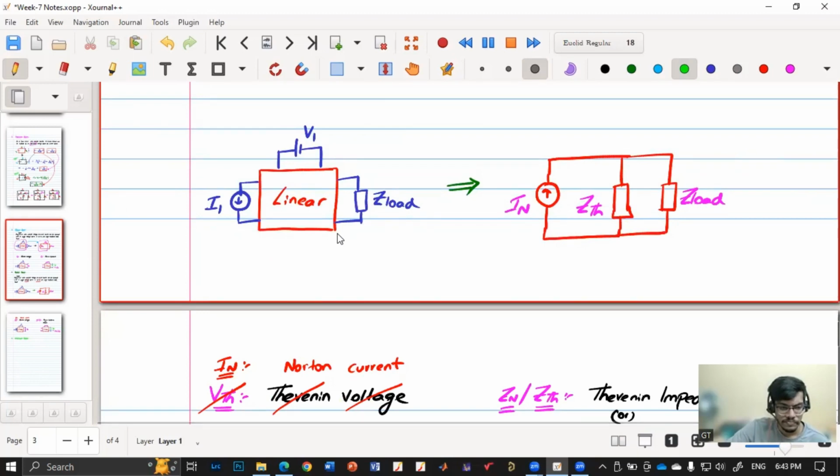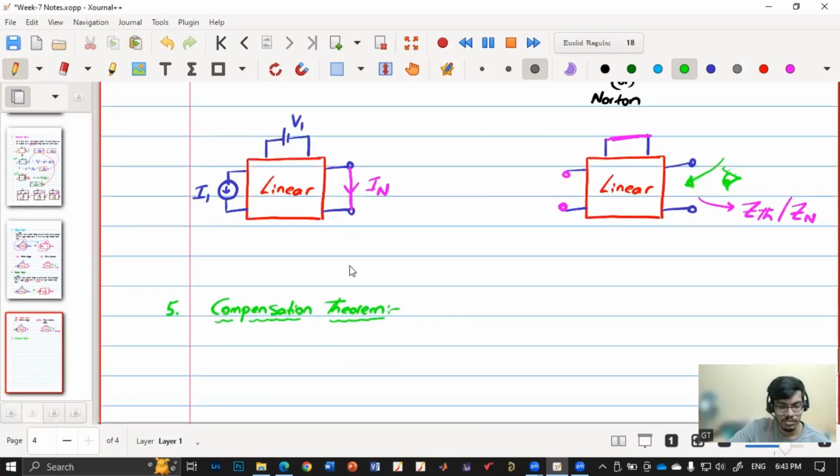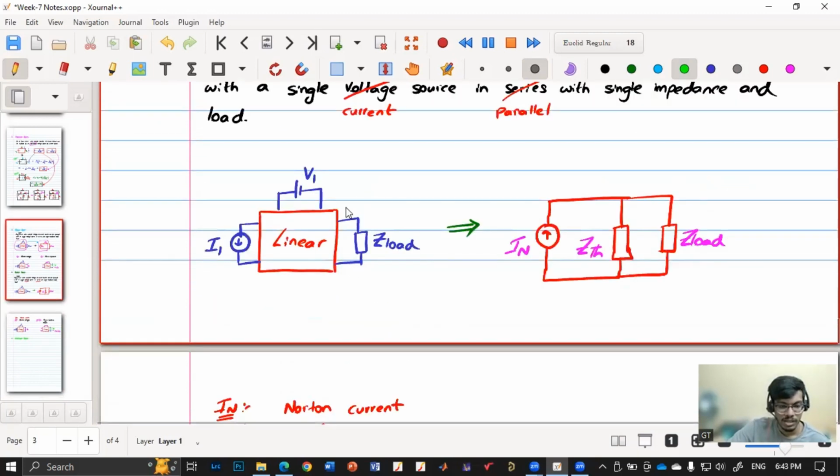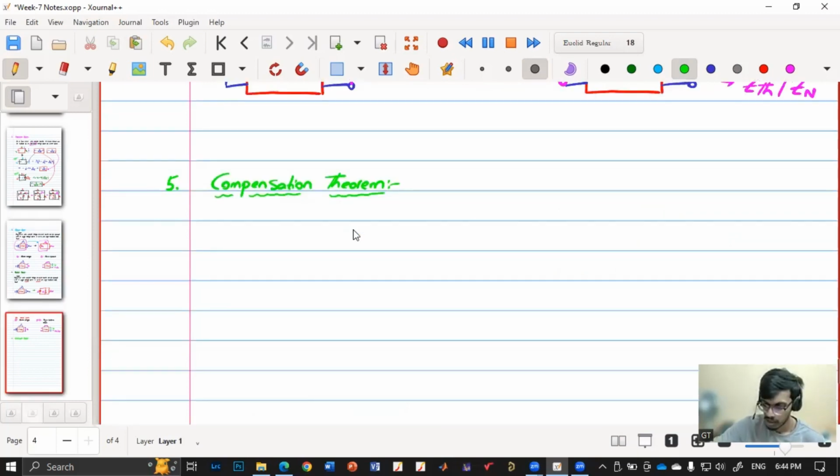So this can be done by compensation theorem. Compensation theorem says that the delta I change in the current when there is a delta Z change in the load impedance can be found by considering some voltage sources and impedances here and by removing all the voltage and current sources. So just let me briefly write these things and then I'll let you know how to do this.